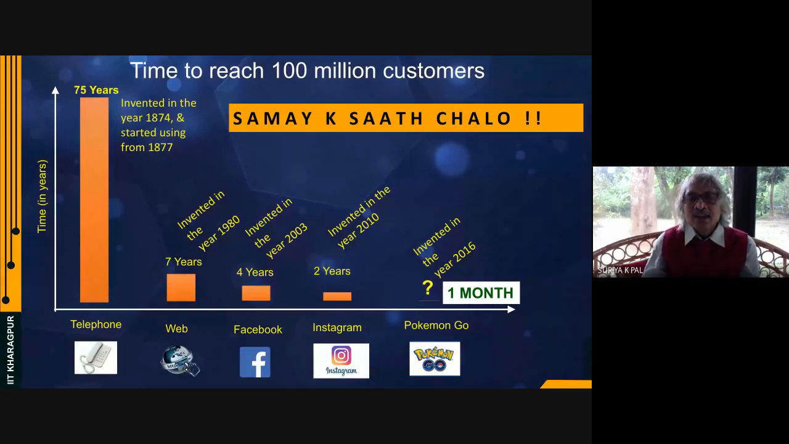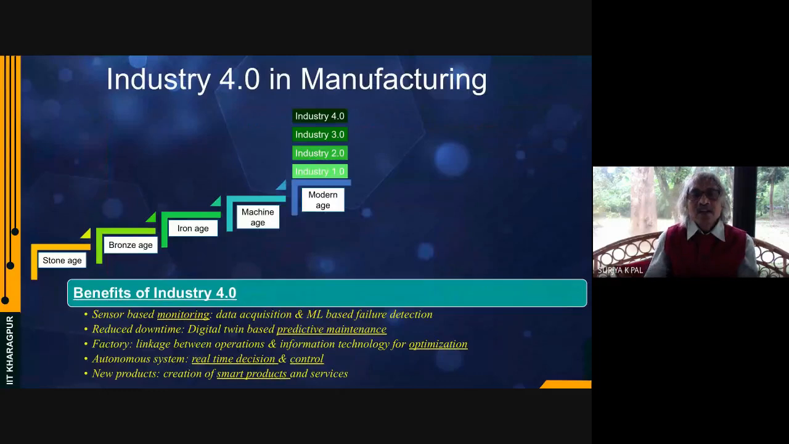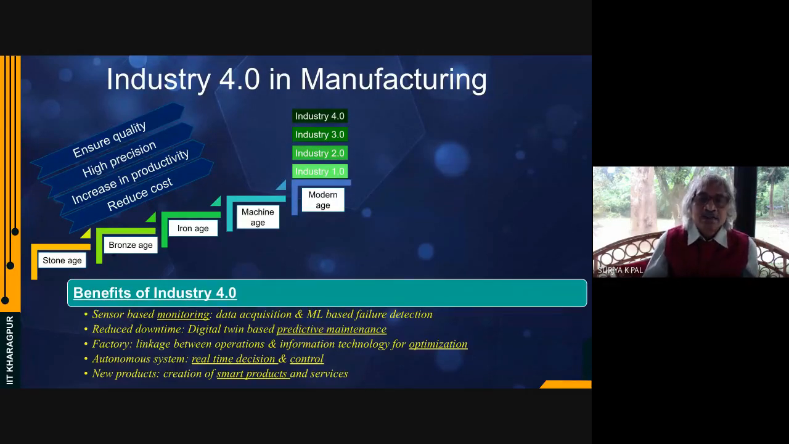So everything has its benefit, and we have to be very positive in mind to take the advantageous things out of these gadgets and implement them in our daily lives and also in the manufacturing sector. The evolution I mentioned started from the Stone Age, Bronze Age, Iron Age to Machine Age, and then Industry 1.0, 2.0, 3.0, and 4.0. In all these cases you will find an effort to reduce the cost, to increase the productivity and precision, and also to ensure the quality over the batches.